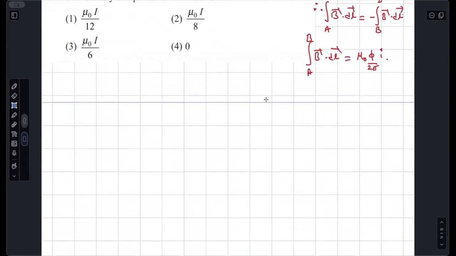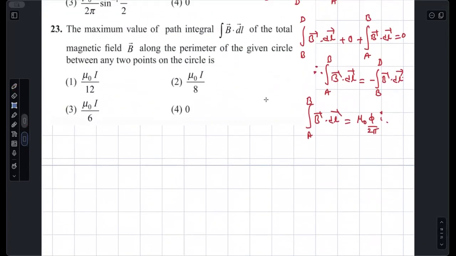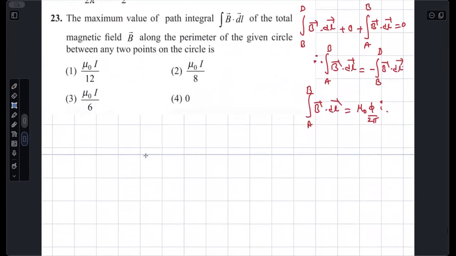Because I want space for that question. If you can take this, this is your outward current carrying conductor, and here is your circle. You should do this problem cleverly. How?